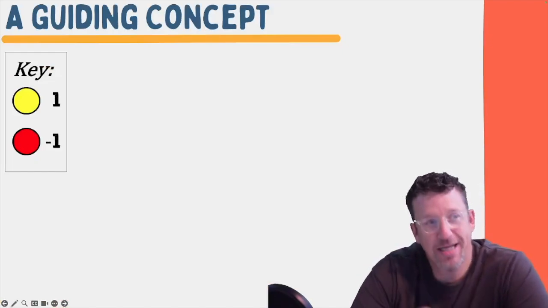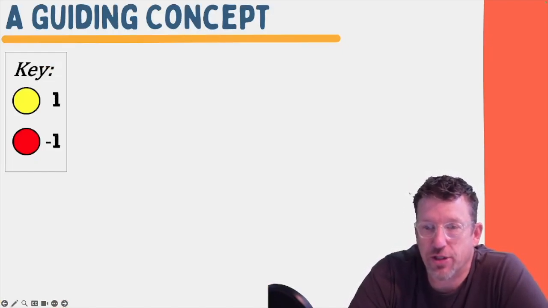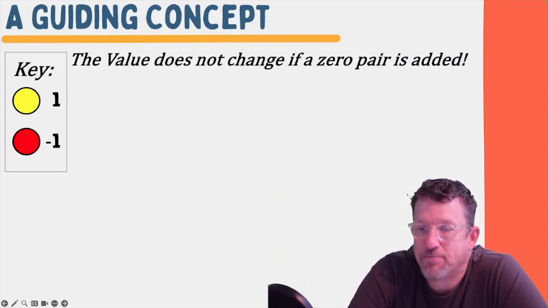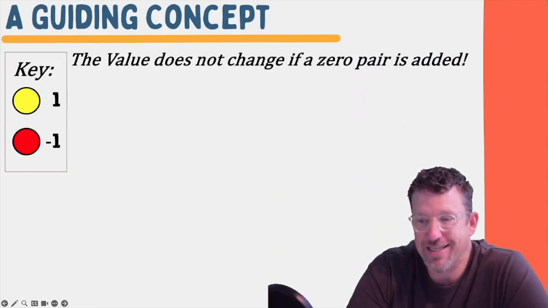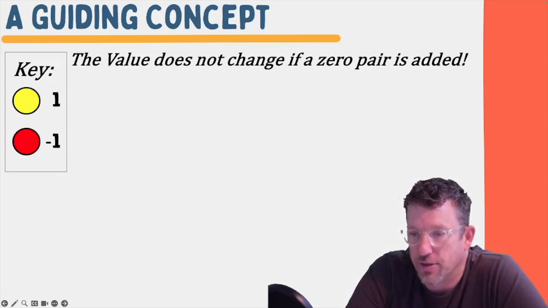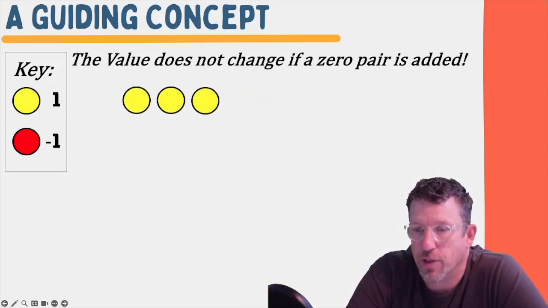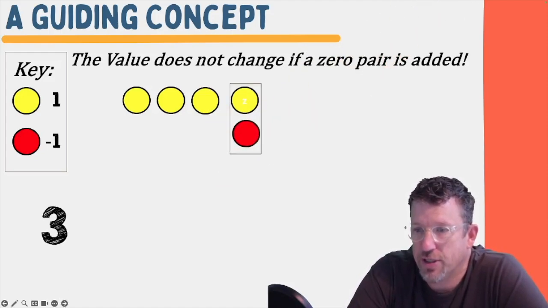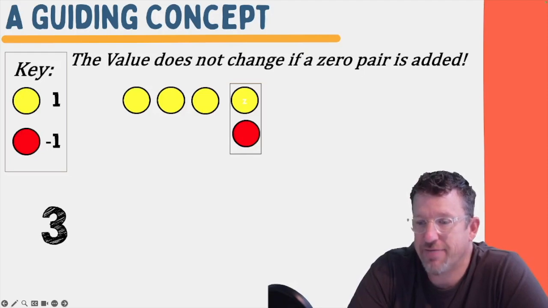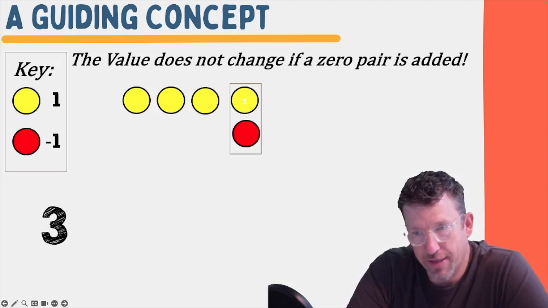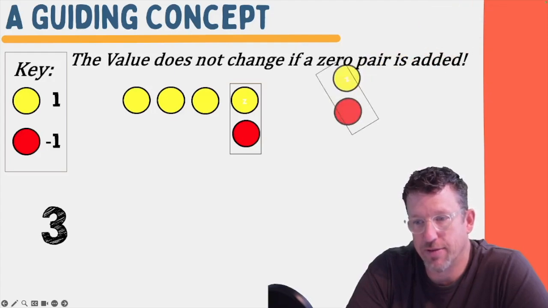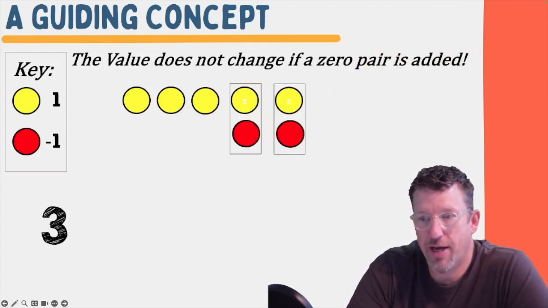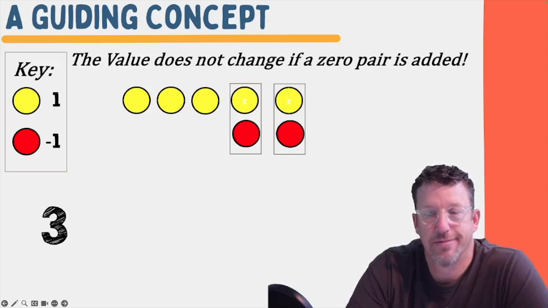Okay, so a guiding concept that's going to go through this whole subtracting integers using models is that the value does not change if a 0 pair is added. So for example, what do I have right now? I have 3 yellow discs, which means I have a total of 3. Now if I put this 0 pair on the screen, a positive and a negative, they cancel each other out, right? That's what a 0 pair is. 1 and a -1 equals 0. I put another one there. So now I have 2 positives and 2 negatives, and they cancel each other out, right?